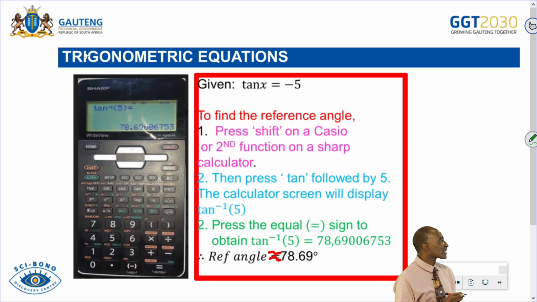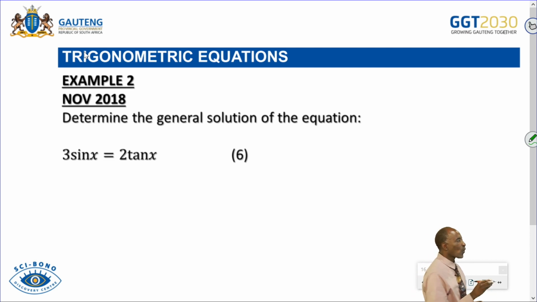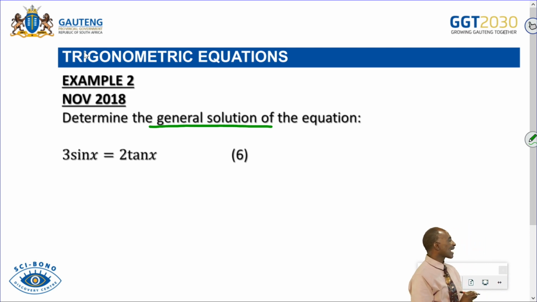Right, let's proceed. Our next question says 3 sine x equals 2 tan x. These are the types of questions where you need to apply your knowledge of identities. It's for 6 marks. We are asked to determine the general solution. 3 sine x equals 2 tan x. Let's proceed to that question. What do you think is the first step here?